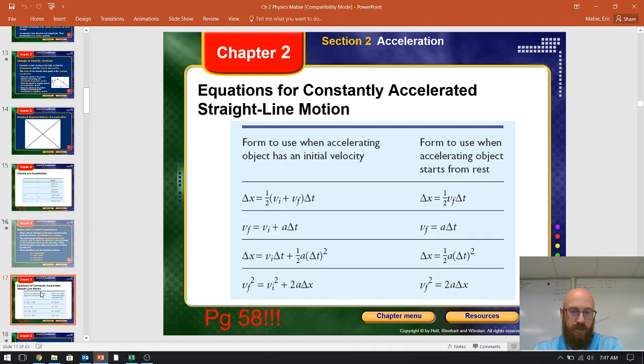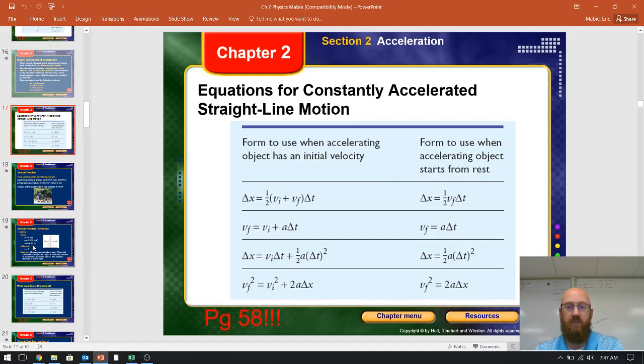All right, you might as well take the time on page 58 in your book, write these equations down. Write this whole chart down in your notes, star it, because we'll use it over and over and over again. You will have to use this all first semester. You'll have to use these equations over and over again.